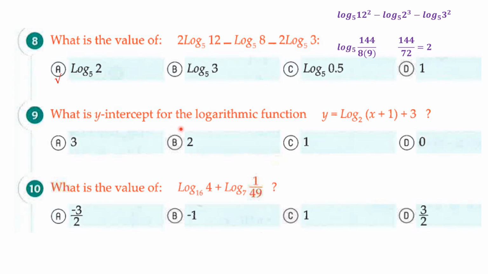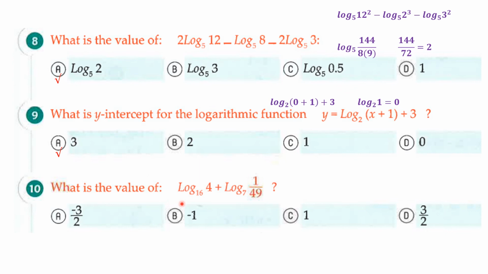What is the y-intercept for the logarithmic function here? Again, substitute x with 0. So log base 2 of 0 plus 1, plus 3. Log base 2 of 1 is equal to 0 because 2 to the power of 0 is going to be 1. So this part actually is 0. So what is the y-intercept? This is the y-intercept because this graph has moved 3 units upwards. So the answer is 3.